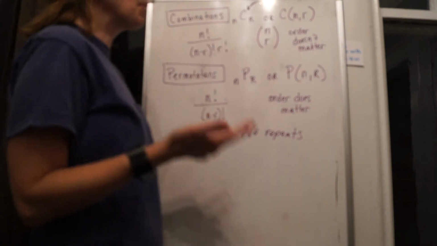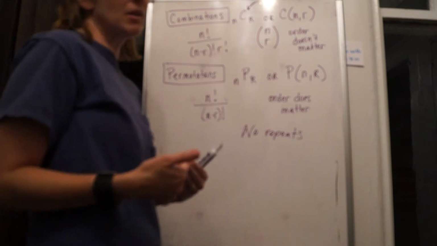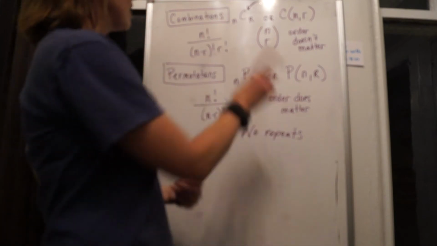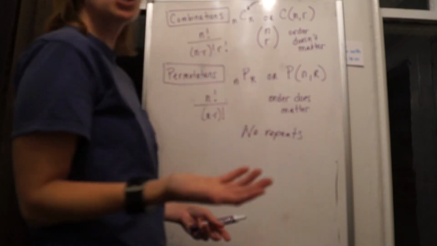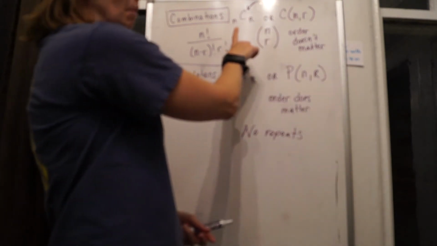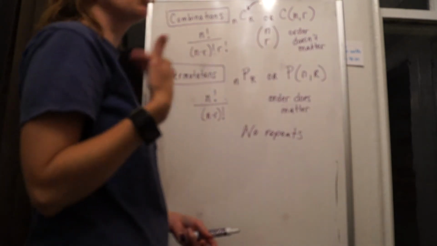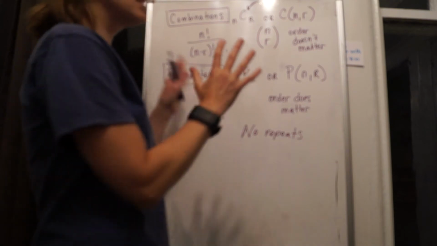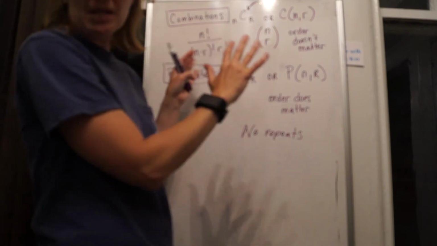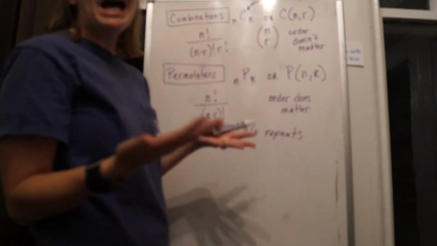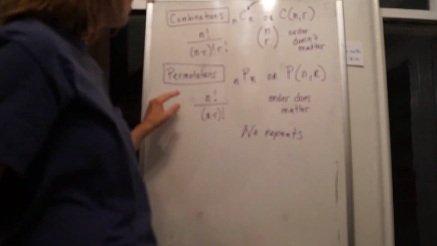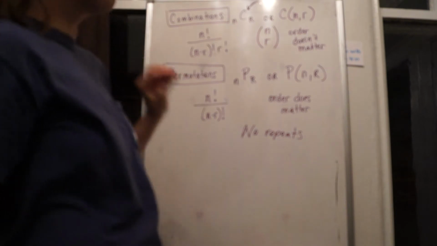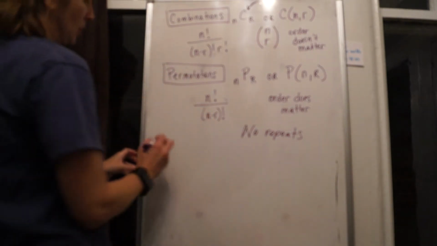If I'm choosing a president, vice president, and secretary, the order matters. That makes it a permutation. If I'm just choosing a committee, it's a combination. But if I'm allowed to repeat and use the same thing over and over again, then that's something completely different. So how do you do one that has a repeat? Well, it's going to be called a permutation with repeats, and here's what that formula looks like.